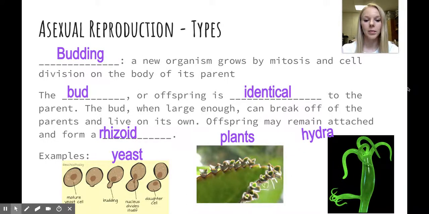Budding is another type of asexual reproduction, where a new organism grows by mitosis and cell division on the same body of its parent. The bud or offspring is identical to the parent. When the bud is large enough, it can break off of the parent and live on its own. Offspring can remain attached to form a rhizoid. Examples are yeast, plants like the mother of 1,000 or spider plants, and the hydra.